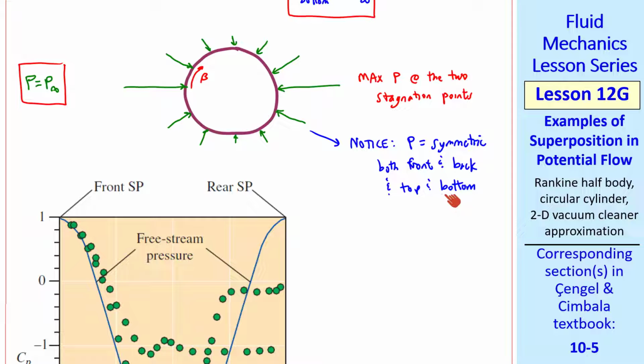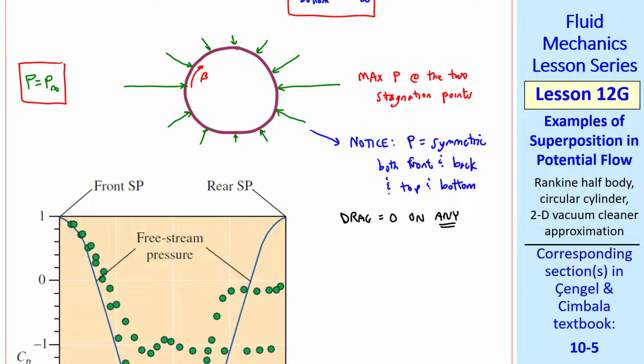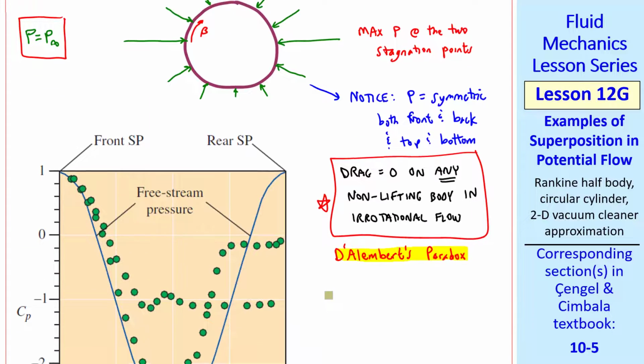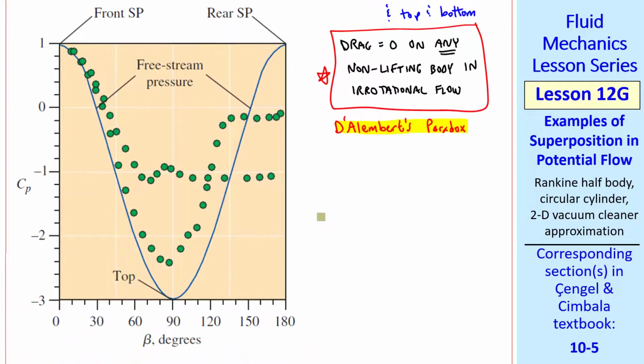Top and bottom we might have thought, but front and back, that means that there's no drag on this cylinder. It turns out, in fact, that drag equals 0 on any non-lifting body in an irrotational or potential flow. This is called D'Alembert's paradox. I plot the pressure coefficient as a function of beta.